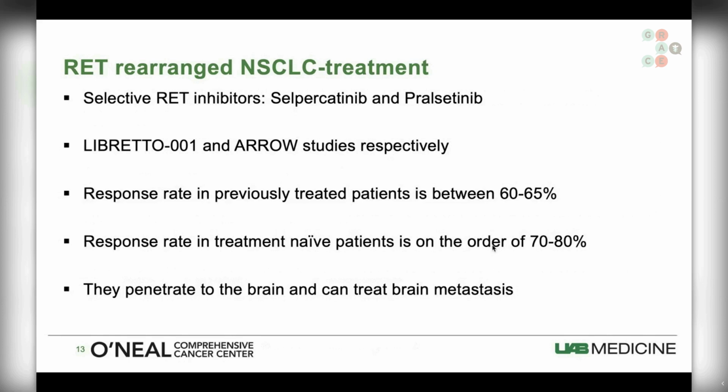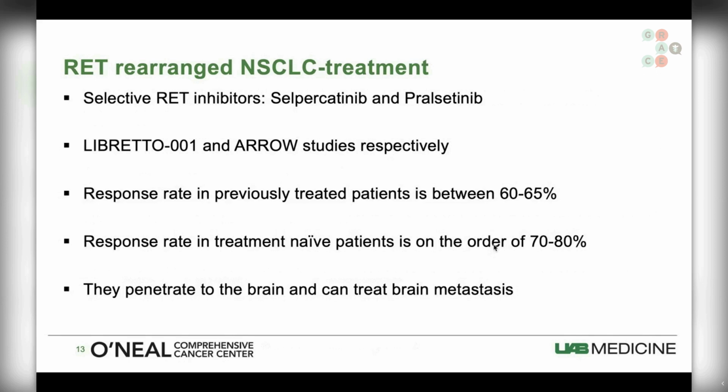The studies were LIBRETTO and ARROW, respectively, and they showed that in people who have RET rearranged non-small cell lung cancer that have been exposed to prior treatments, the response rates were as high as 60 to 65%. And in patients who had no prior treatment, what we call treatment naive patients, the response rates were all the way up to 70 to 80% of patients. They also demonstrated that these drugs do penetrate to the brain, and they can even treat brain metastasis.